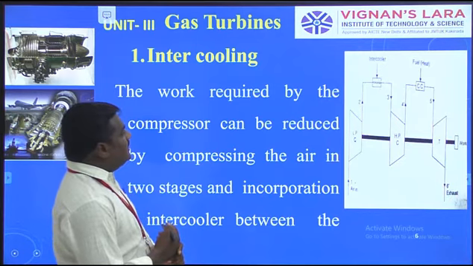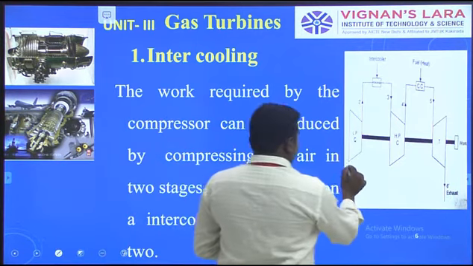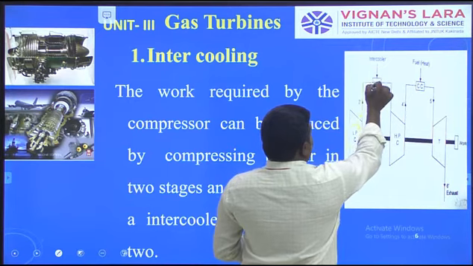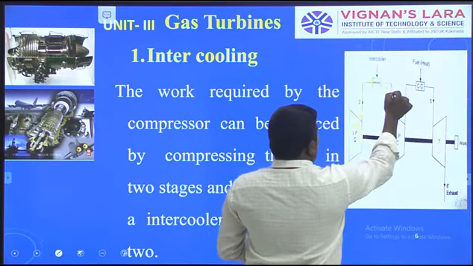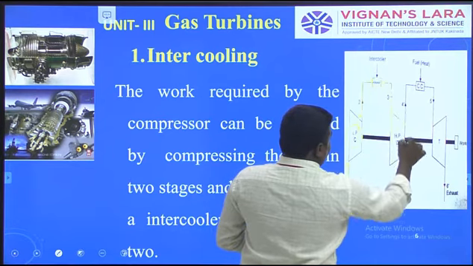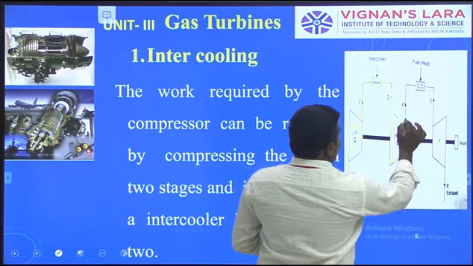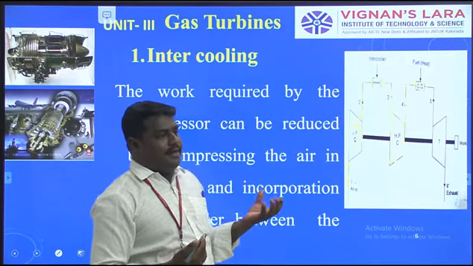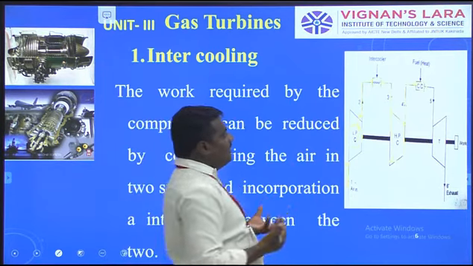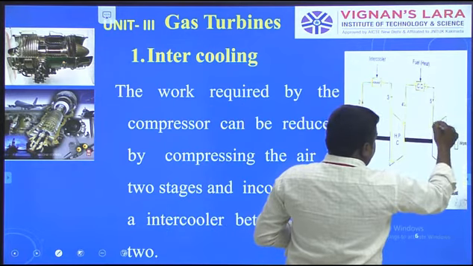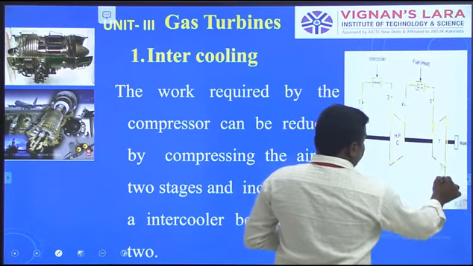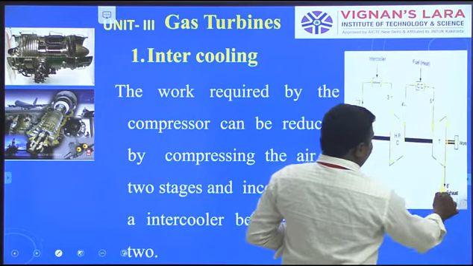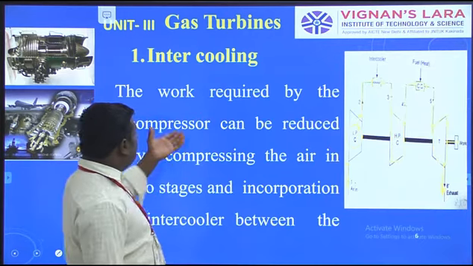So we have to see here, air enters the system in the LP compressor to be compressed. After the compressor, we use this intercooler and then go to the HP compressor. After the HP compressor, it goes to the combustion chamber. In the combustion chamber, heat is produced and the fuel is heated, and then it goes to the turbine. After the turbine, it goes to the exhaust and work is produced. One side work is produced and the other side is the exhaust.